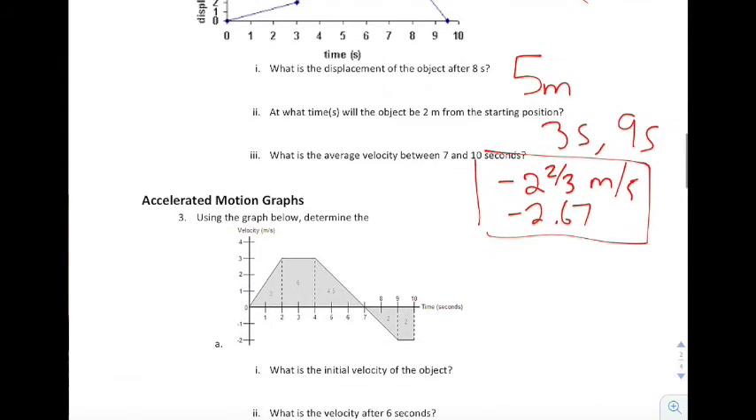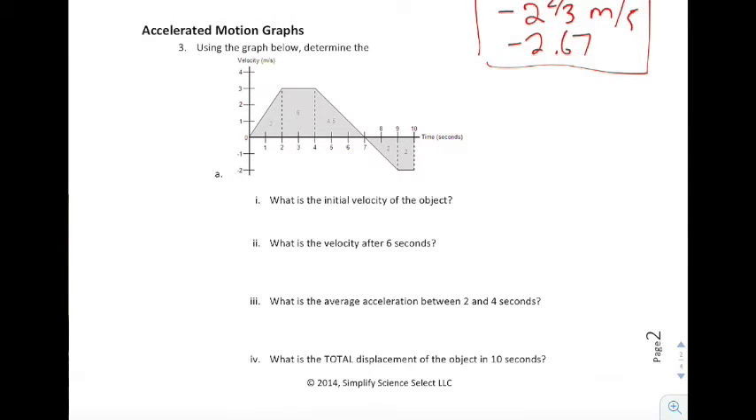Now we're talking about accelerated motion graphs. More commonly, you're going to see this as a velocity versus time graph. The first one says, what is the initial velocity of the object? Whenever you're looking for the initial velocity, you're looking for when the time is 0, what's the velocity? And in this case, it's 0 meters per second. Next it says, what is the velocity after 6 seconds? So I take 6 seconds, and I can read it up, and going across, it looks like it's something around 1 meter per second.